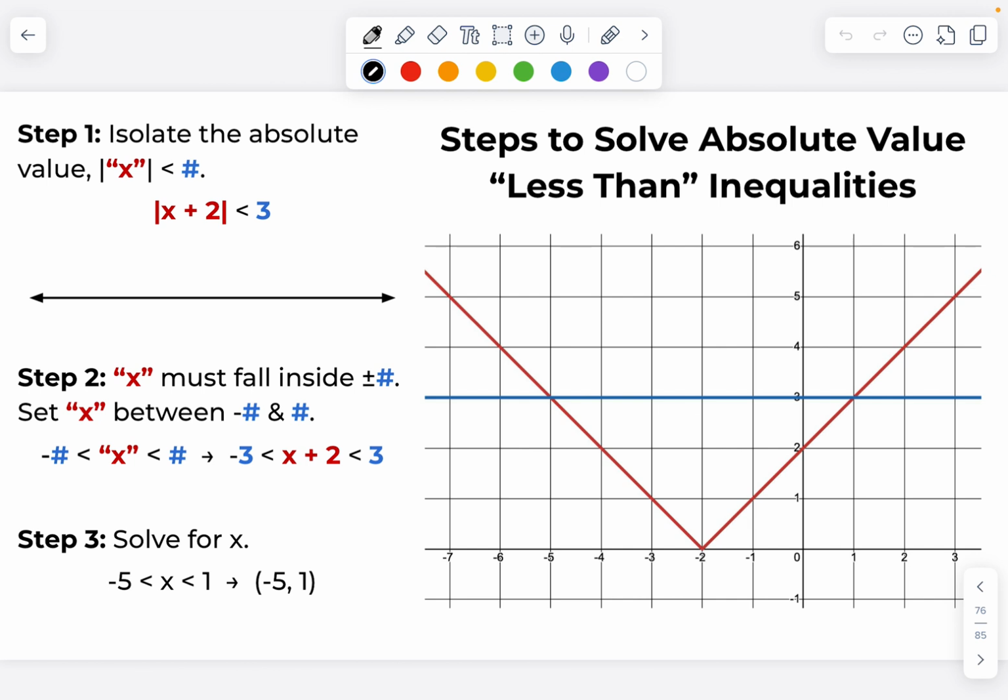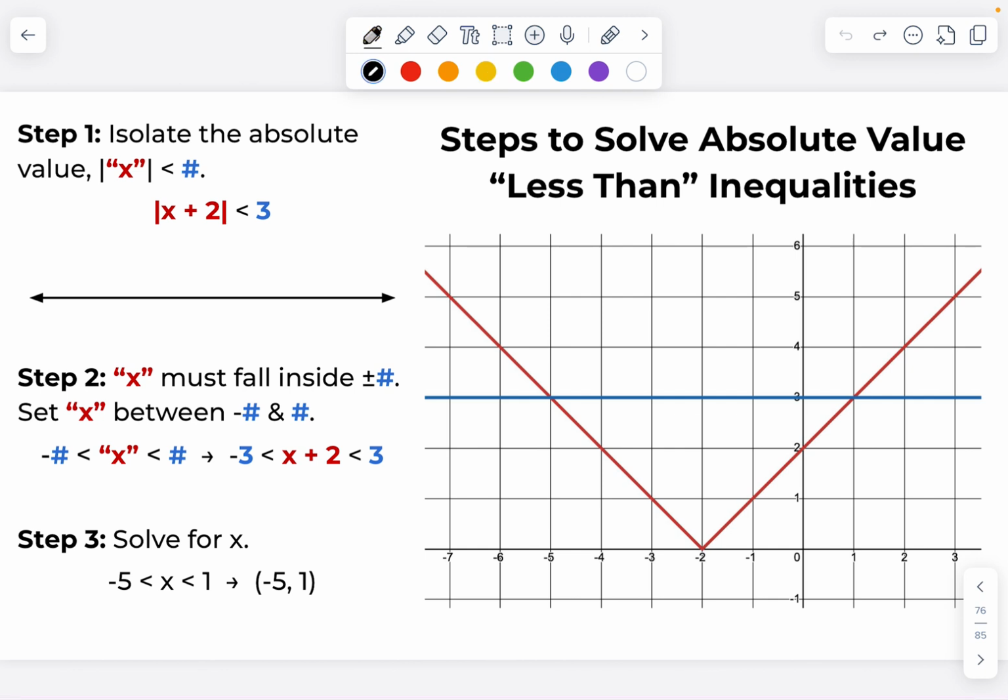So the first step is to isolate the absolute value. This was the first step when we were solving absolute value equations. So when dealing with inequalities, that first step is consistent. We've got to get the absolute value part by itself. And we did that in this example right here, and notice that's what I have graphed over here. The absolute value of x plus 2 is the red graph that exists over here.